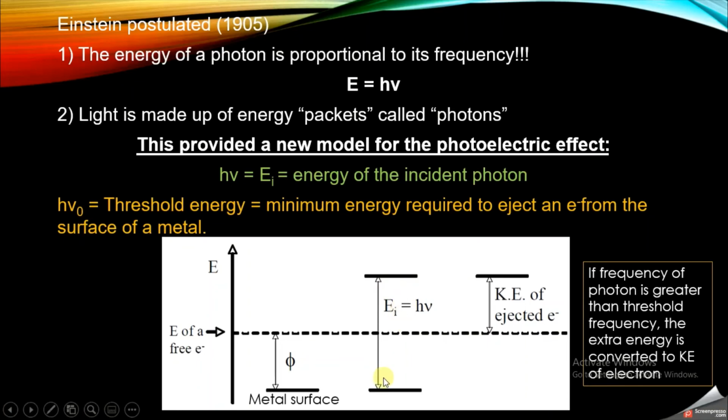Now if the incoming photon has a higher energy, then what happens? The electron is emitted, and the extra energy above the threshold energy is converted into the kinetic energy of the electron. So this extra energy of the photon goes to the kinetic energy of the electron.